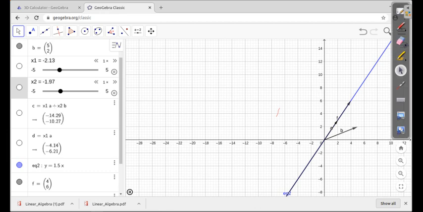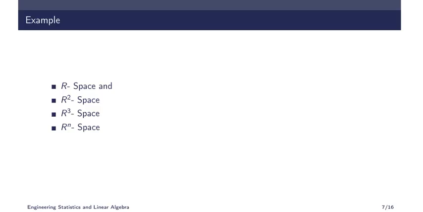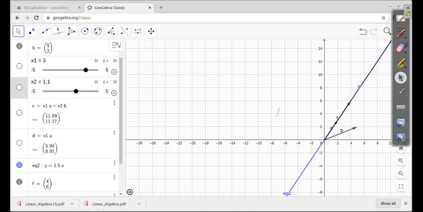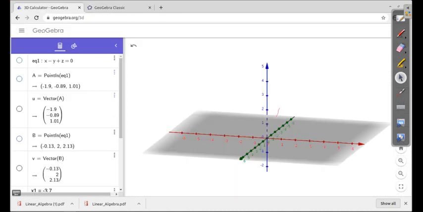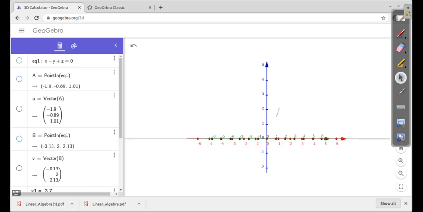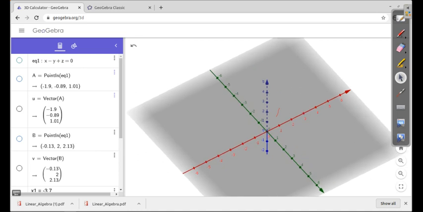Now coming to R3 space. R3 space is another example of a vector space. Any point in R3 is a 3-dimensional vector, and if you add another 3-dimensional vector, you will get another 3-dimensional vector, right? So everything remains in R3 space. So R3 space, the 3-dimensional space, is a vector space.